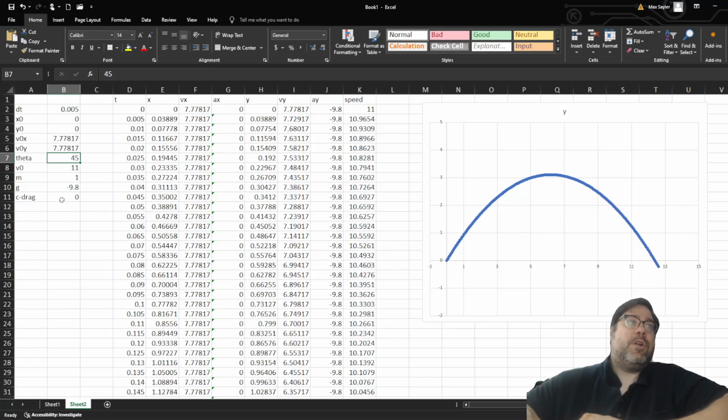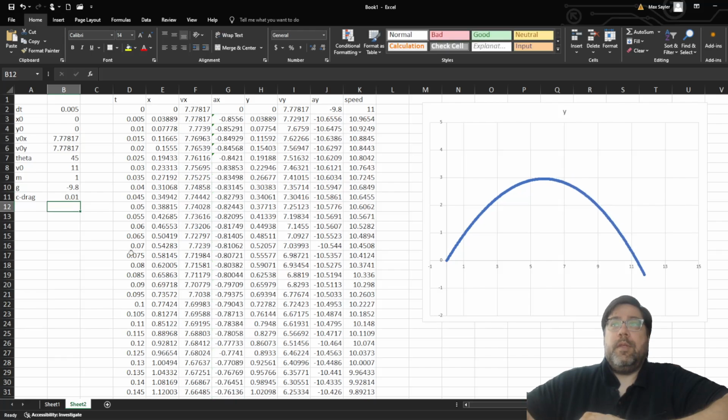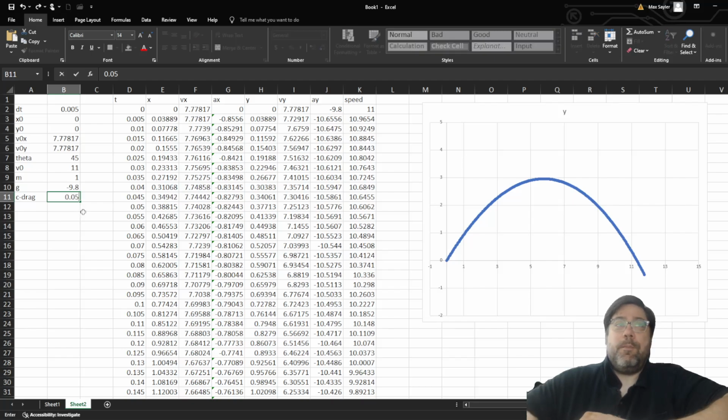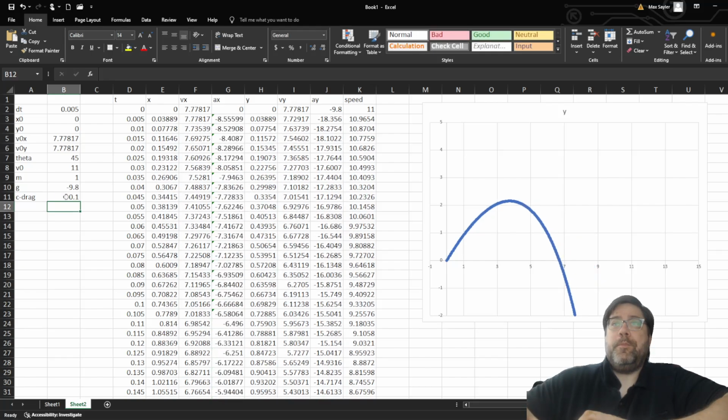What happens if I turn up the wind resistance? Right, now it doesn't land at 12.5, it lands at 11.5, right? And if I turn up the wind resistance even more, now it lands at 8.5, and even more, right?